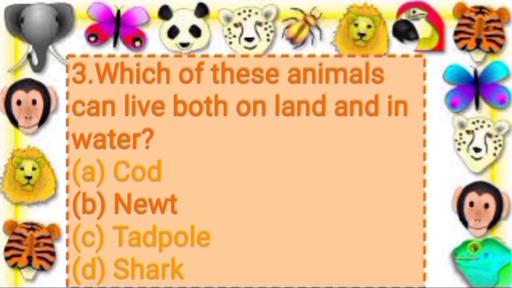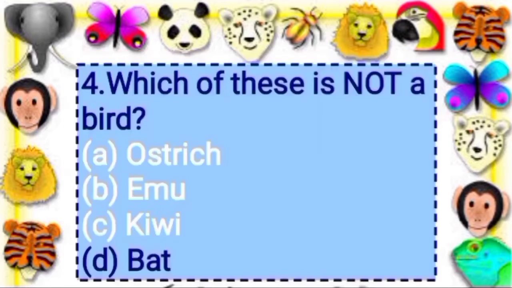So the answer is option B, newt, which is an amphibian, which means the animals which can live both on land and in water.